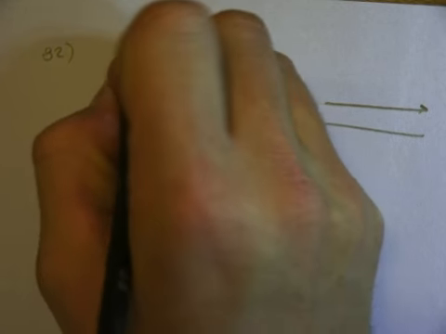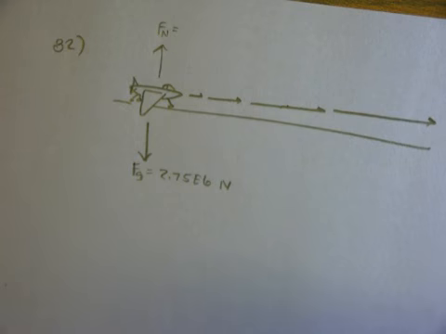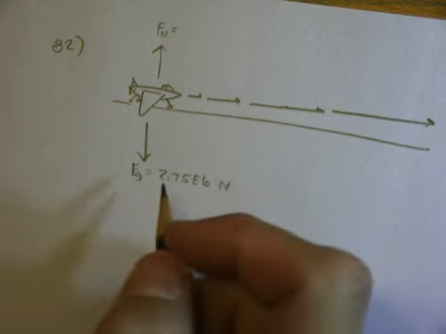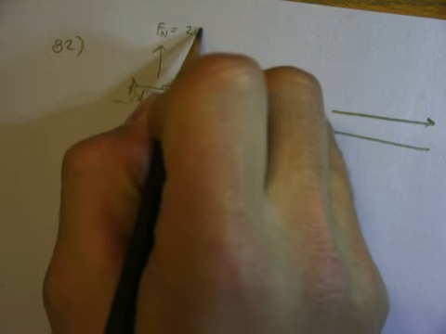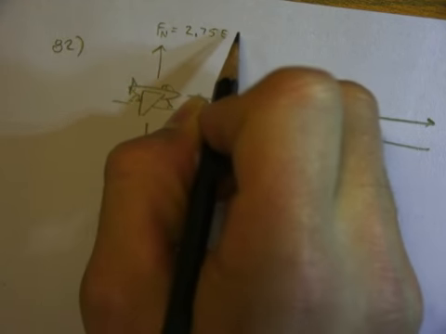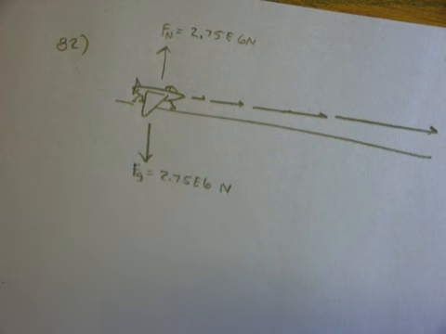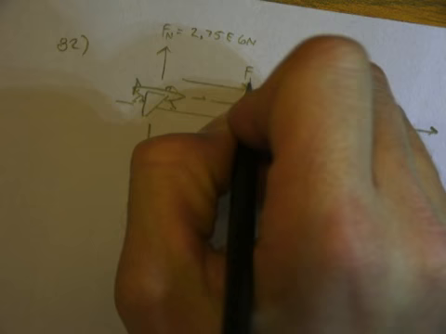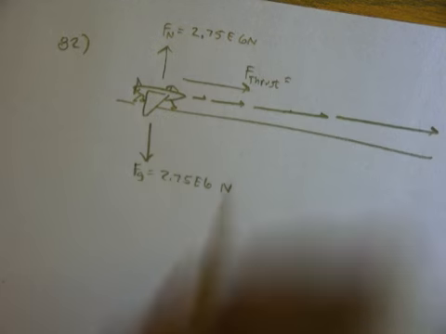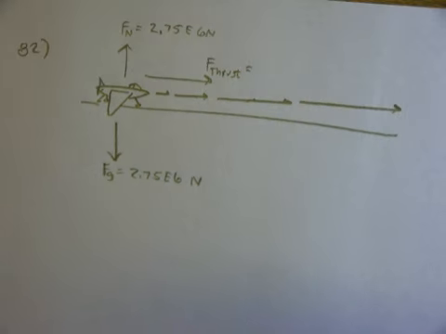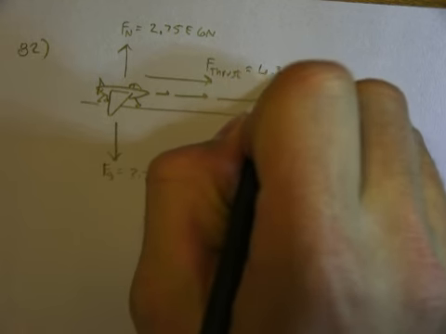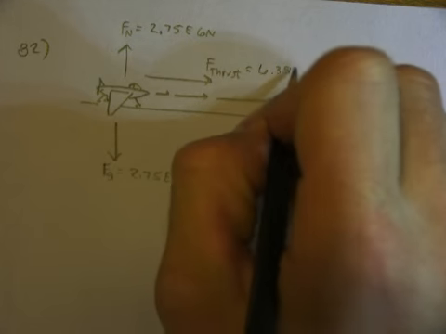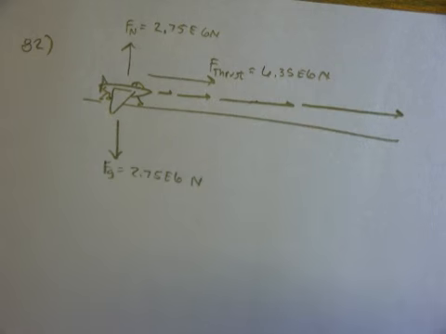And you know, the ground pushes back on that. It's the normal force. You don't know what that is yet, but the ground is lifting the jet at the exact same amount, 2.75 E to the 6 newtons. Now, there's also a force, the thrust. It tells you 6.35 times 10 to the 6 newtons. So that's the force that's rocketing it down the runway.